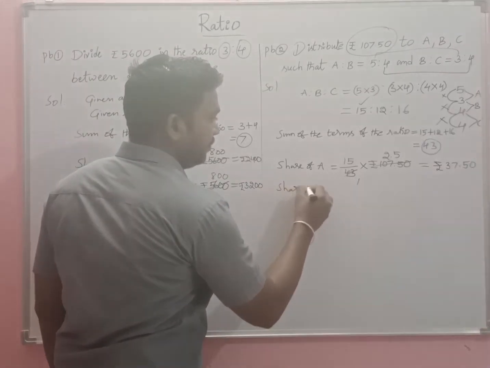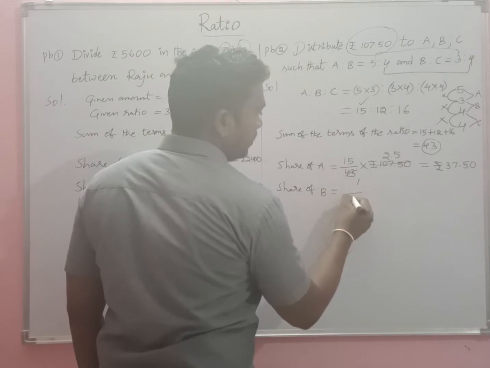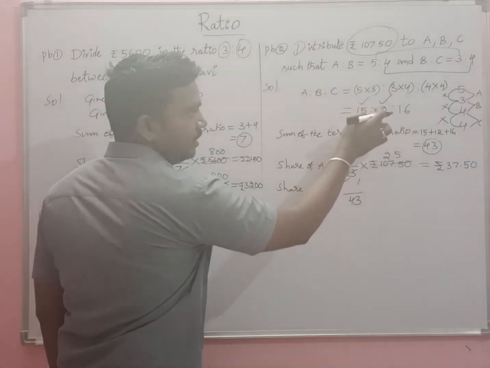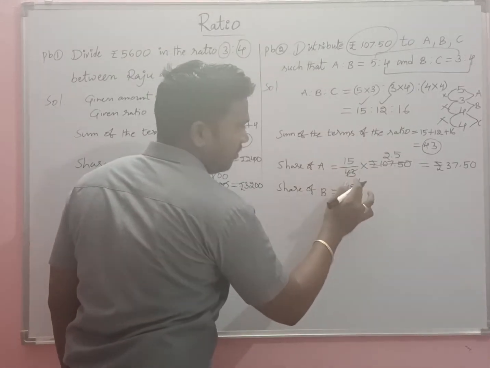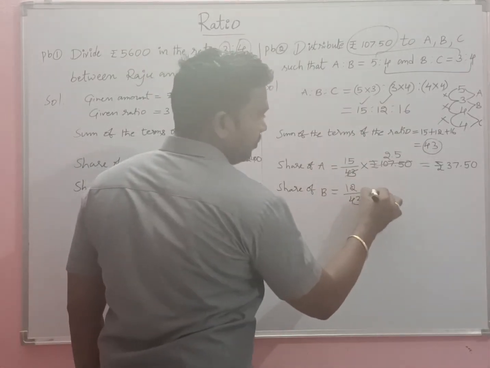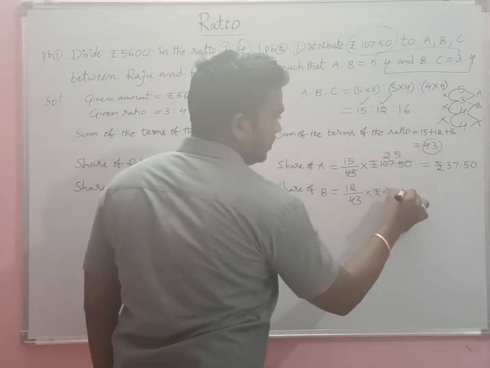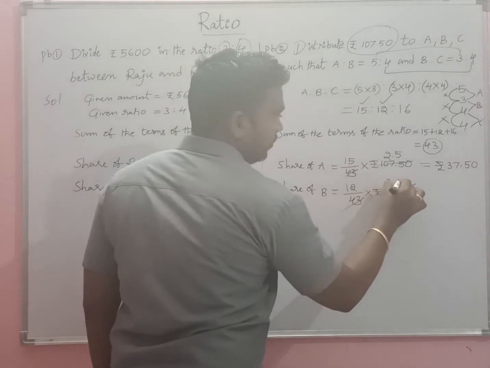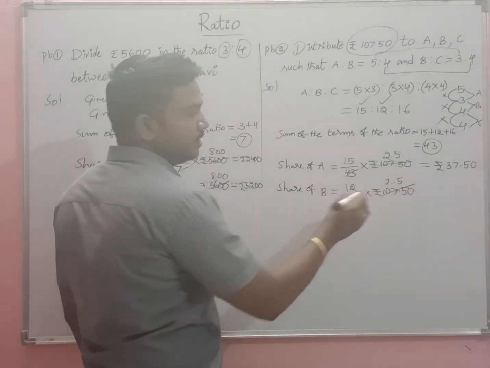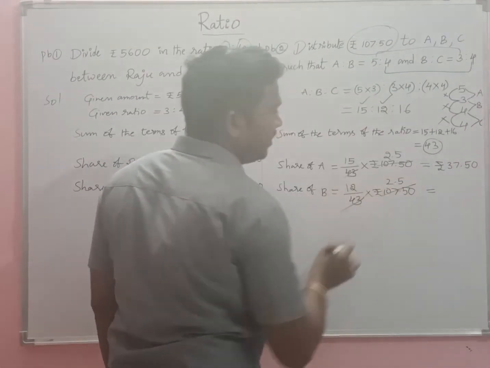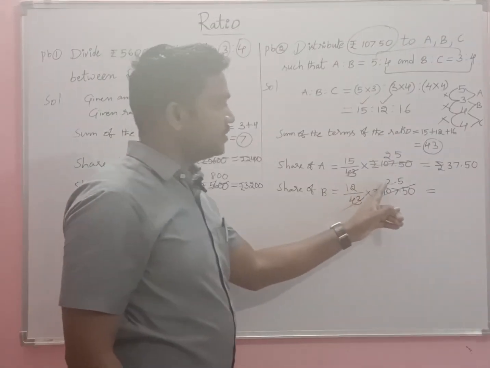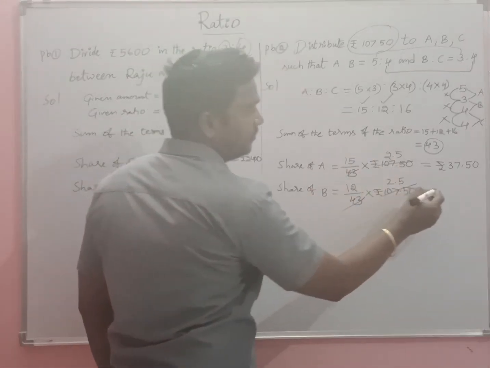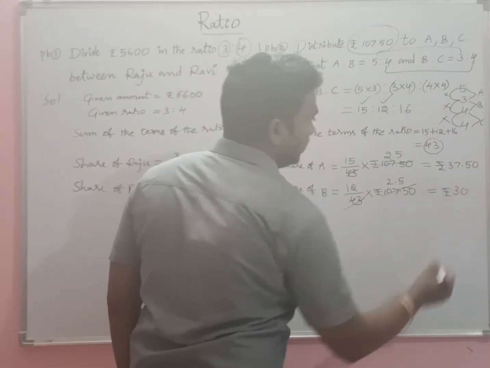Now share of B. Out of 43 parts, B has 12 parts. So 12 by 43 into rupees 107.50. Here the same, 43 into 2.5 is 107.50. So 12 into 2.5. 12 twos are 24 and 12 halves are 6. 24 plus 6, 30.